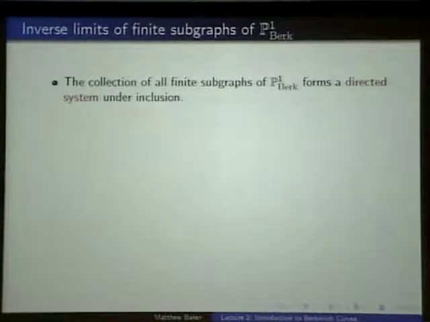And the collection of all finite subgraphs forms a directed system under inclusion. So you can have one, you take a finite subtree, the convex hull of a finite set of points, and then you add more points and you'll get a bigger tree. And you get a directed system.